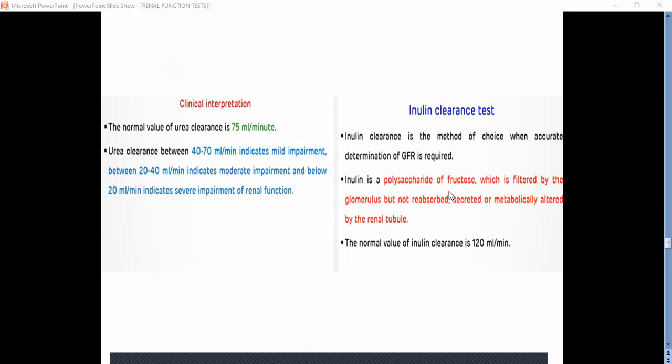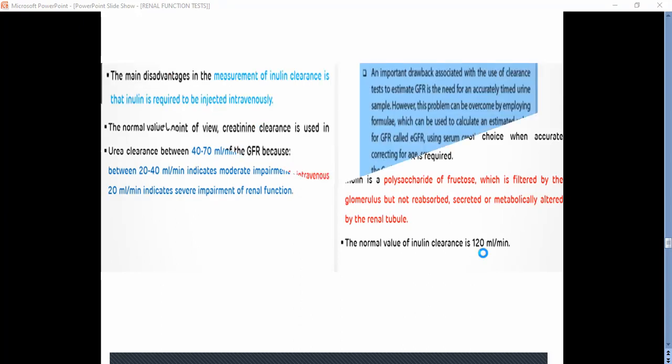If inulin is injected intravenously, it should be cleared in the urine in the respective mean period of time. If the inulin is not cleared by the kidney in that time, it clearly indicates that the kidney is dysfunctional. The normal value of inulin clearance is 120 ml per minute.